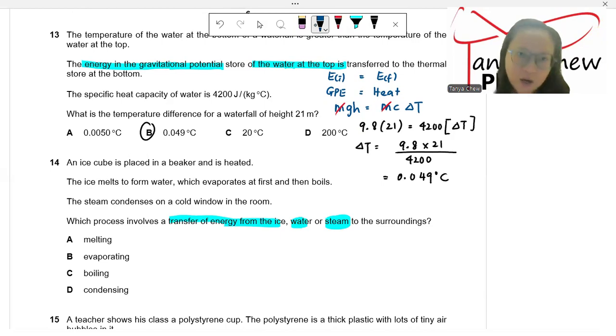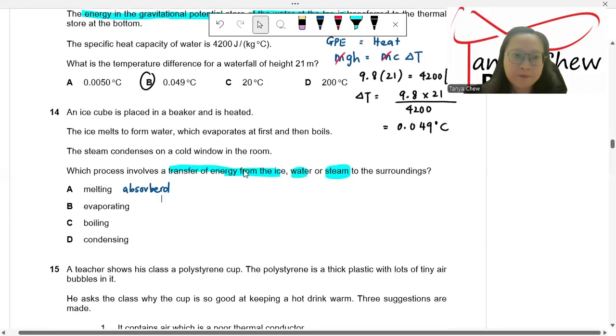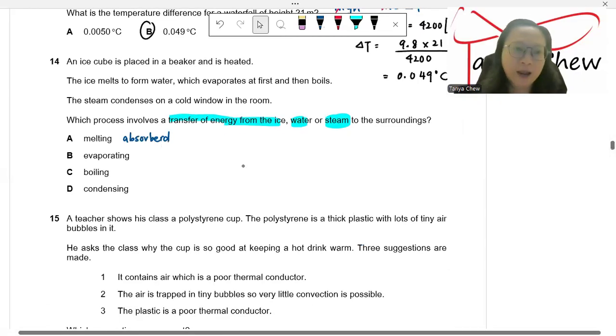Melting process. For melting, energy needs to be absorbed first in order for the melting process to occur. So A, for melting, energy must be absorbed, not being transferred out. B, evaporating. For evaporating, energy needs to be absorbed instead of transferred out. Boiling, of course, you need to supply the heat. That is why energy is being absorbed.